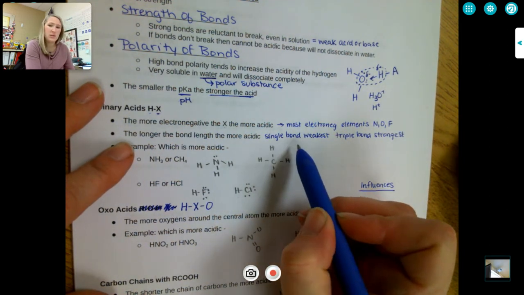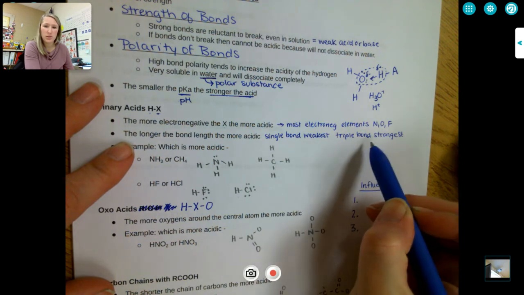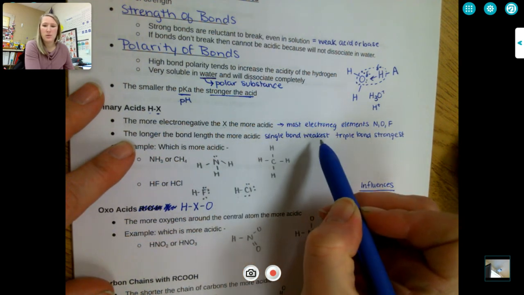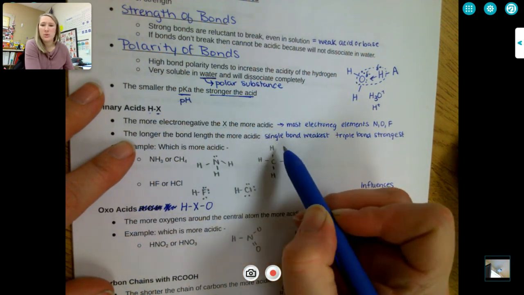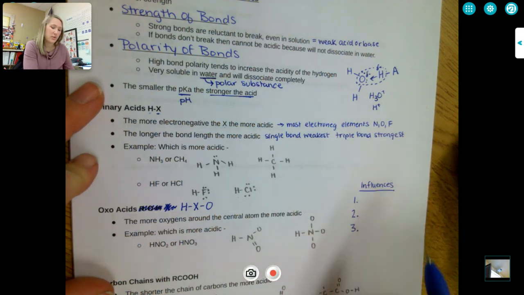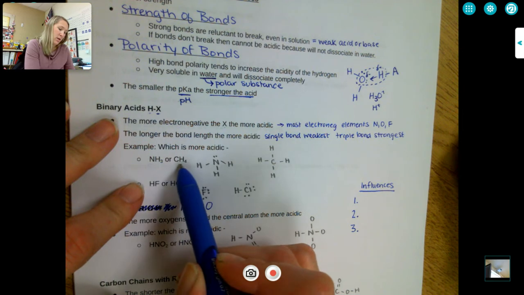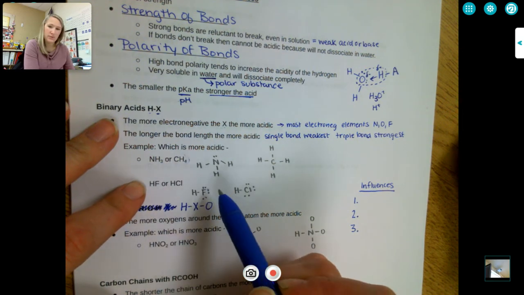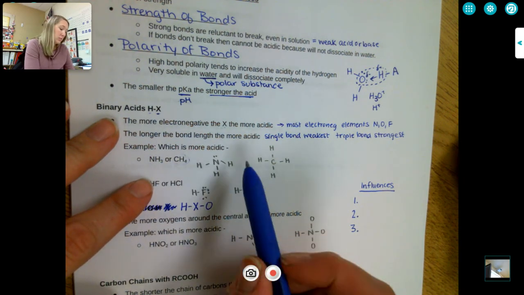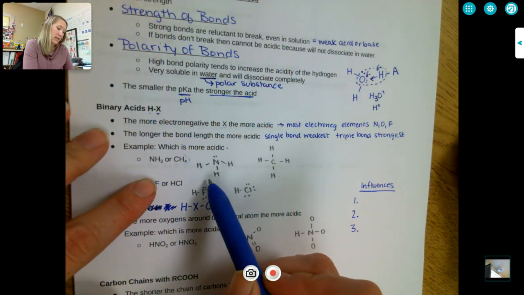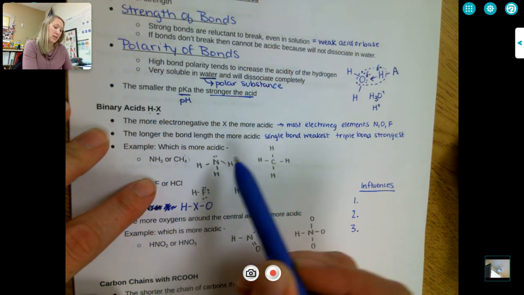So single bonds are very long compared to triple bonds, which are short. The longer the bond length, the weaker it is, and the more acidic, so the easier it is for that hydrogen ion to pop off. If I was looking at NH3, which is ammonia, versus CH4, which is methane, I would want to see which is more acidic.